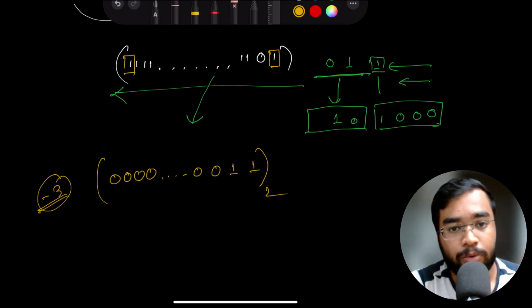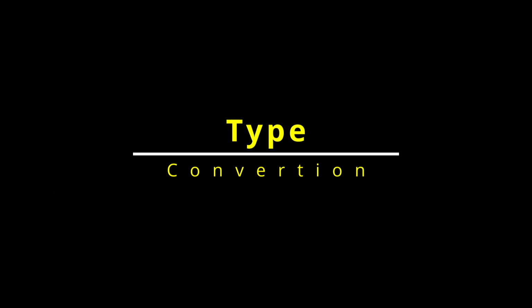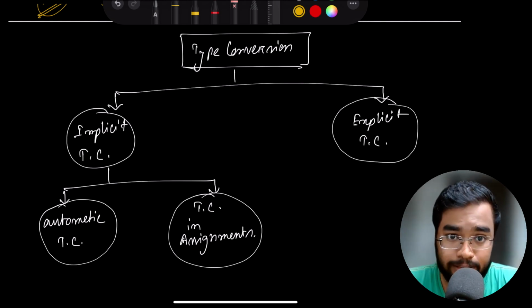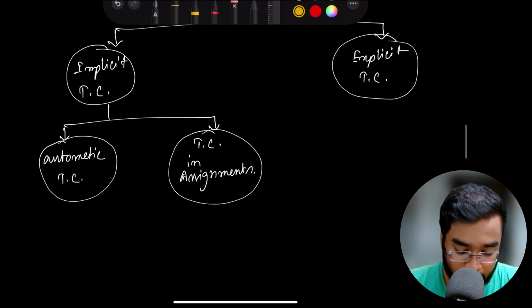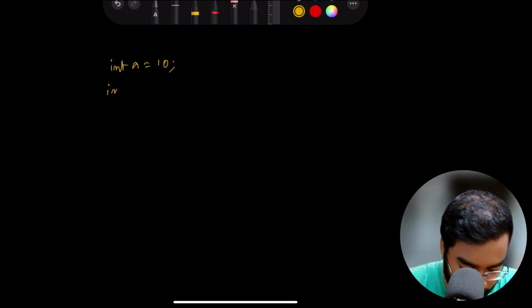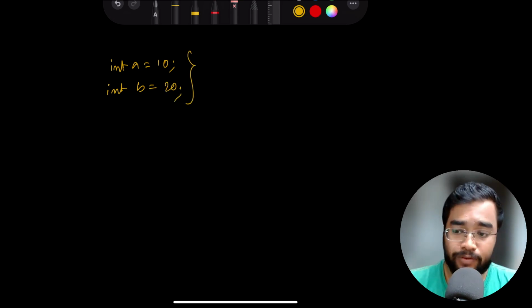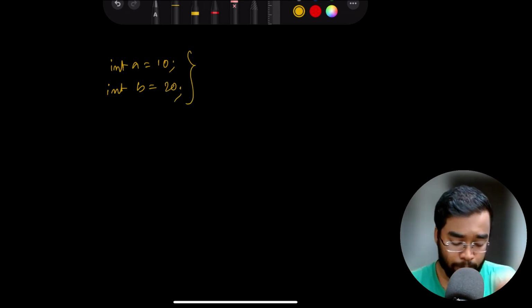Now let's talk about type conversion. So now we will talk about type conversion. Now what is type conversion first? Let's talk about that. Okay. For example, until now, what have we learned? Integer a equal to 10, integer b equal to 20. So what are the operations we have done? For example, let's talk about the arithmetic operation.